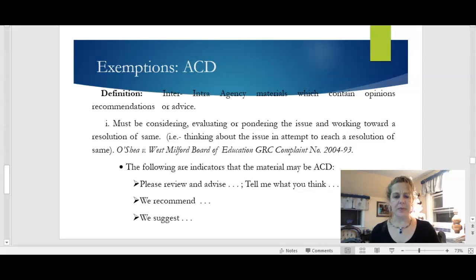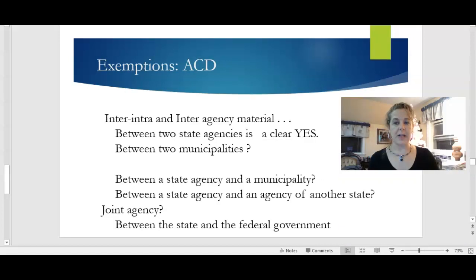Things you will see in a document that will cue you to the idea that it's ACD will be words such as, please review and advise, or tell me what you think, we recommend, we suggest. All of these allude to the fact that there's a decision being pondered. Now, technically, OPRA provides the exemption for inter and intra-agency material, and agencies refer to state agencies. So if you have a communication that's within one agency and people deliberating, or two separate agencies deliberating, that would definitely be ACD.